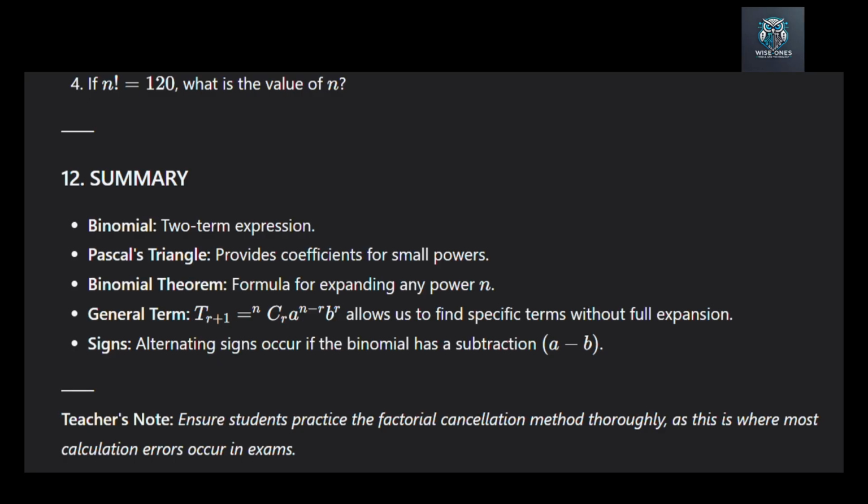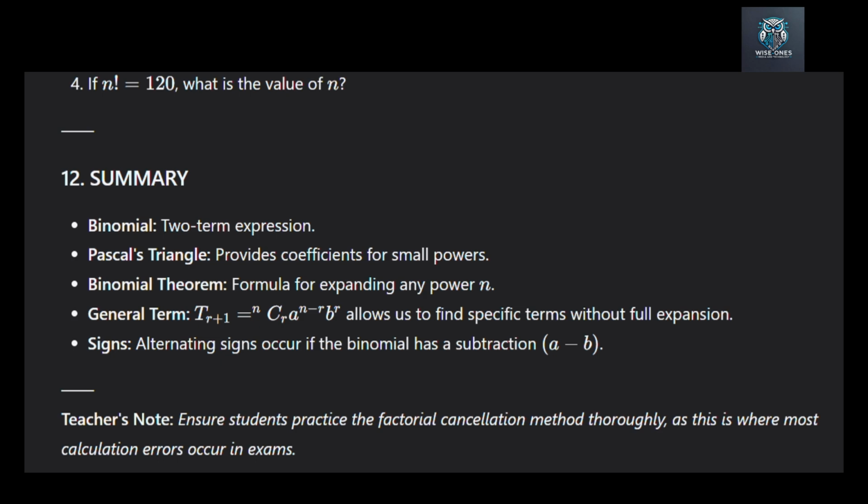Wait, before you go, let me just re-emphasize one thing about the general term. Many students lose marks here. When you're asked for the fifth term, you must set r plus 1 equals 5, so r equals 4. If you use r equals 5, you will get the sixth term by mistake. Always subtract 1 from the term number to find r.